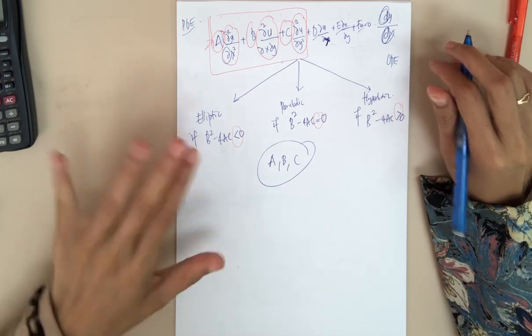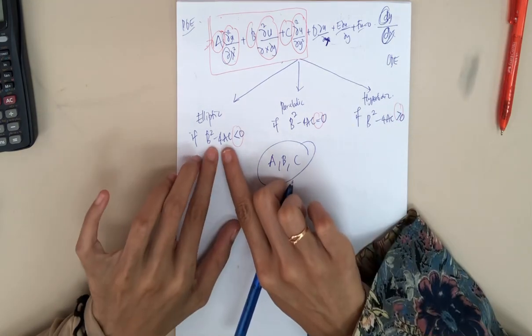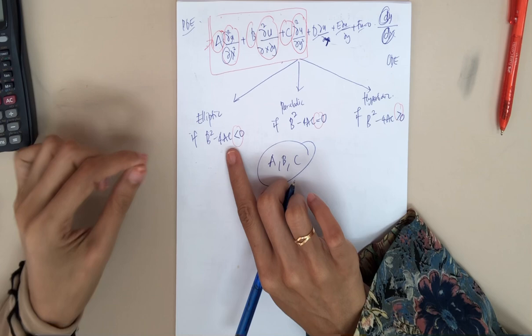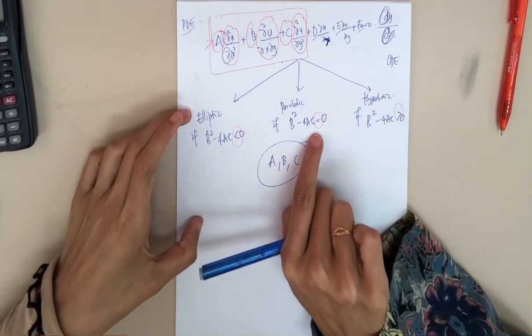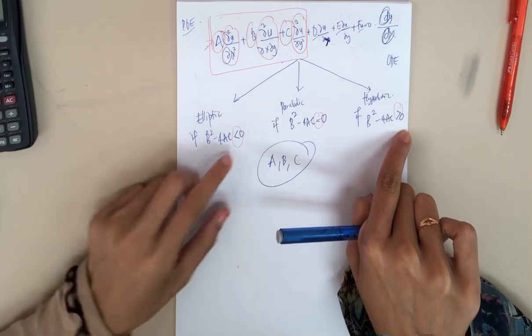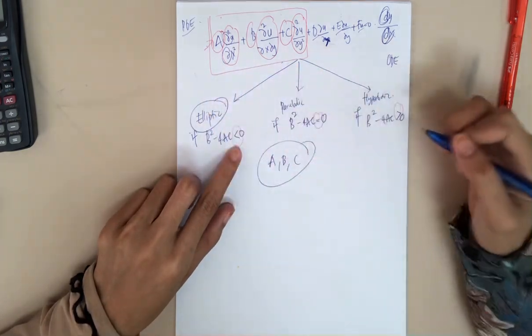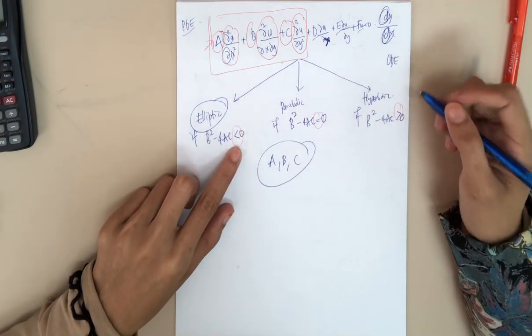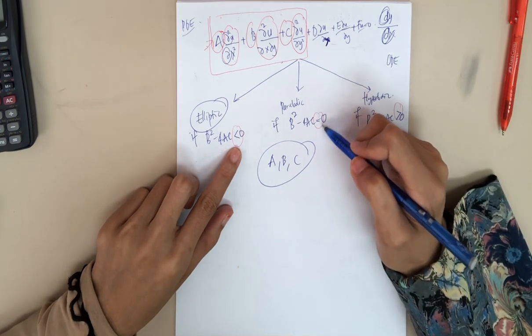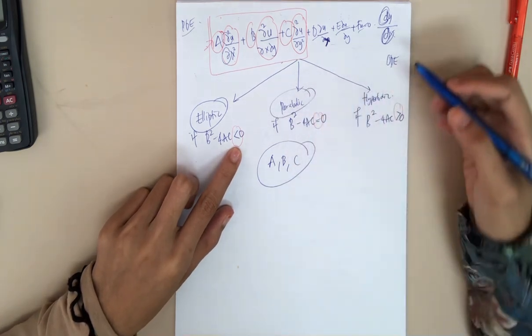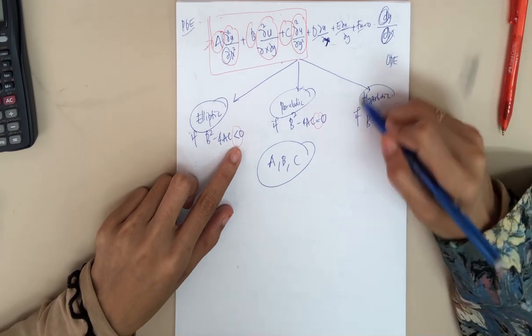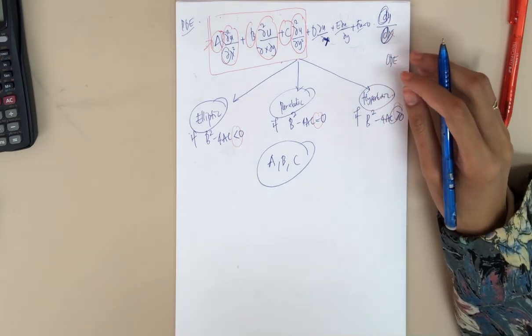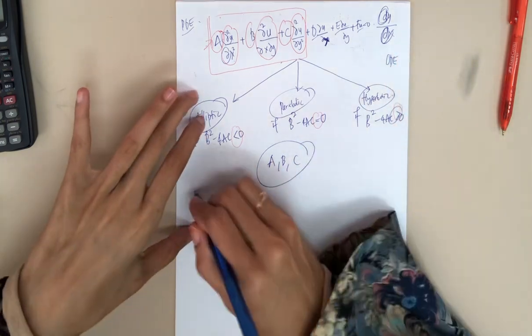After you get all a, b, c, just substitute back into this formula. Then you check whether the value you get is less than, equal to, or greater than 0. If less than 0, the equation is classified as elliptic. If equal to 0, the equation is classified as parabolic. And if greater than 0, the equation is classified as hyperbolic. So I give you an example here.